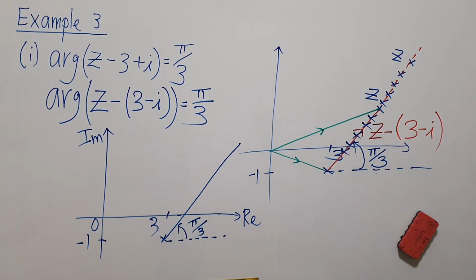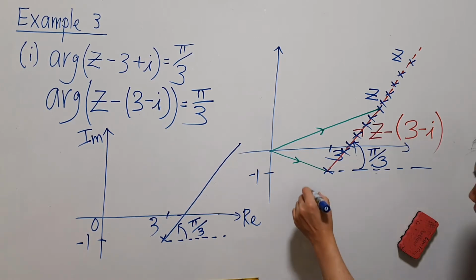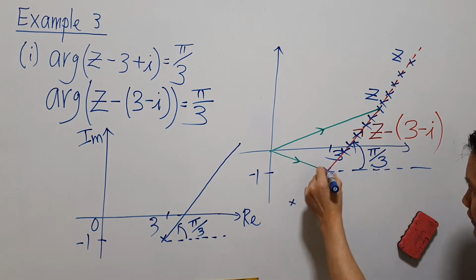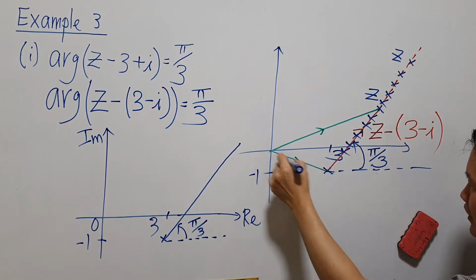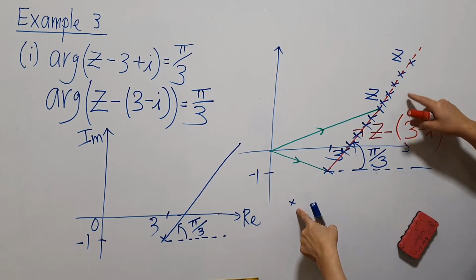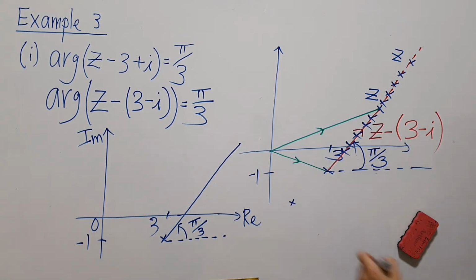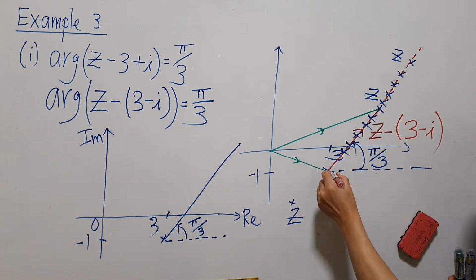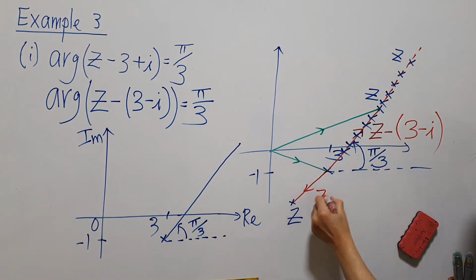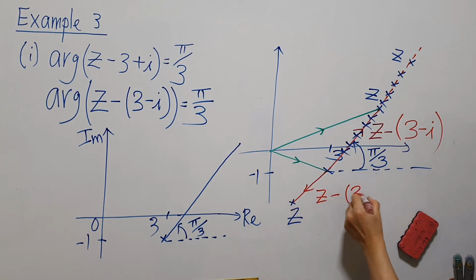For the same question, do you think that points along this side, if this point z, instead of here, I draw it over there, will points along this side satisfy the same equation? Let's check again. If this is z, then this would be my z minus 3 minus i.